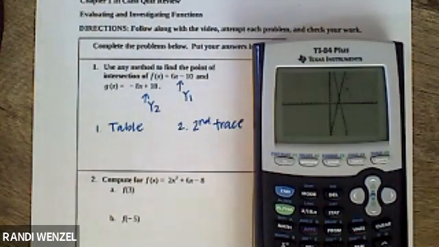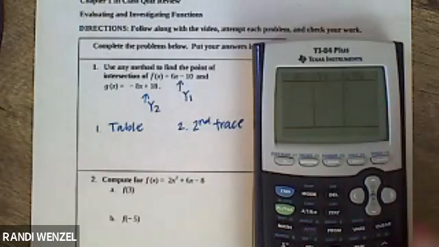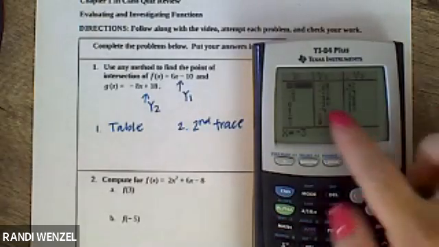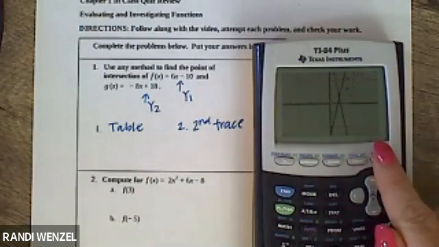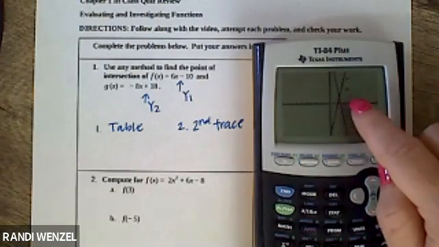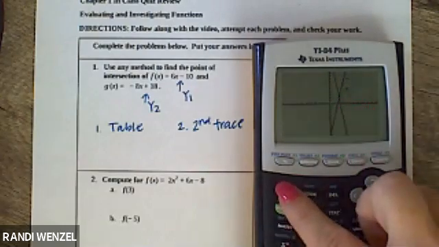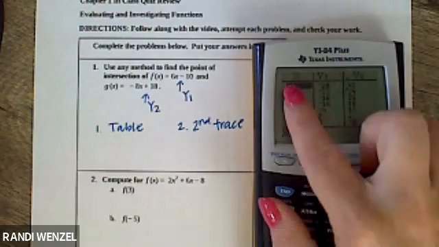So if you're using the table, remember we just hit second graph. And we look on the table for where the y values are the same. I'm going to go back to the graph real quick. Make sure you're being strategic about how you look at the table. I can tell the point of intersection is on the positive side, so I don't need to scroll along the table in my negative x's.